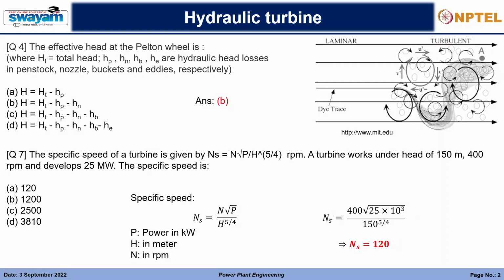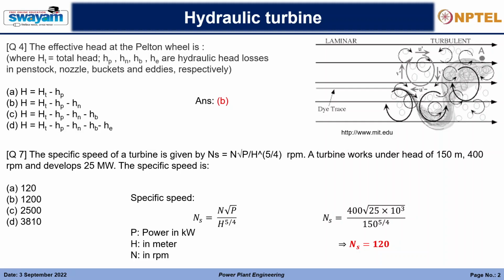So actually, in the penstock and in the nozzle, only frictional loss is happening. That loss is happening in the penstock, and that loss is happening in the nozzle. We say penstock loss or nozzle head loss, but actually there occurs only frictional loss, right? Exactly.